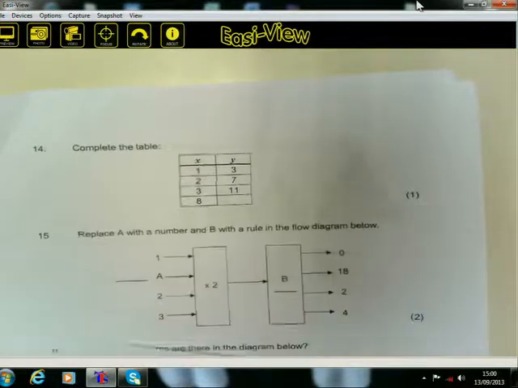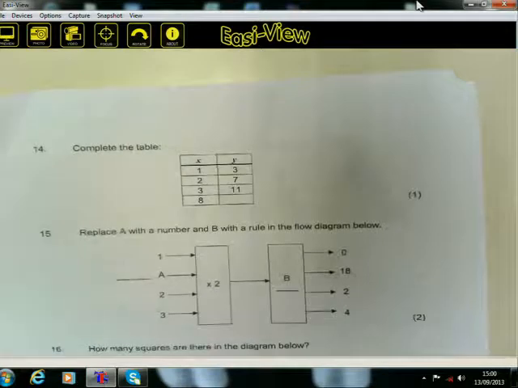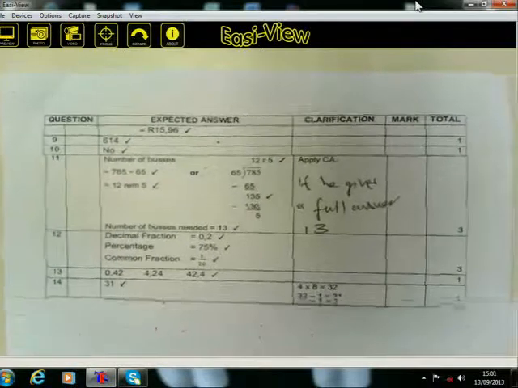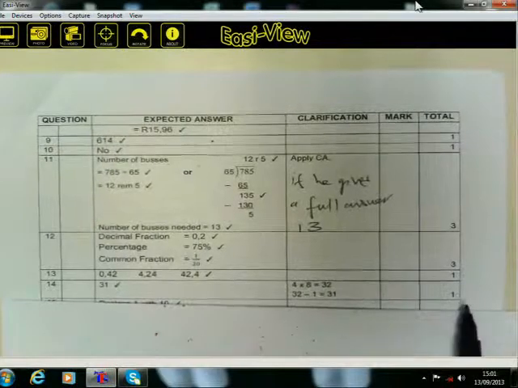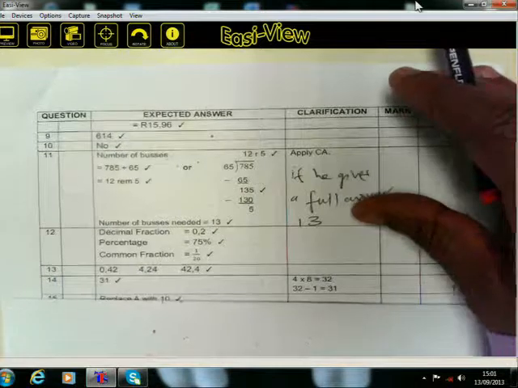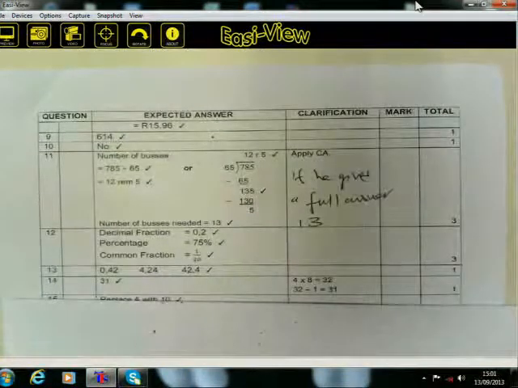Complete the table. I think that one is also straightforward. If you go to the memo here, it's straightforward. The answer is 31. It's 1 mark. The learner will not get any other answer. It must be 31. It's 1 mark. Okay. And then we come to this one.